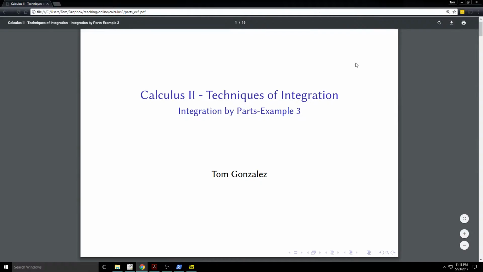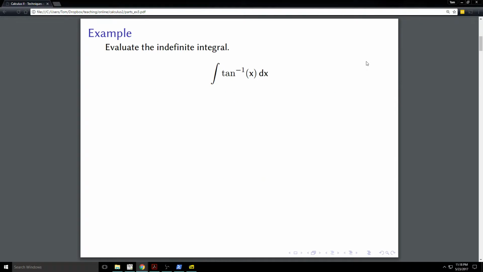In this video, we're going to take a look at another example of integration by parts. In this case, what we want to do is evaluate this indefinite integral, and that is the integral of tan inverse. So when you first see this problem, you might say, well, wait a second, this is not a product of two functions, it's just the tan inverse function. So how would I use integration by parts on this?